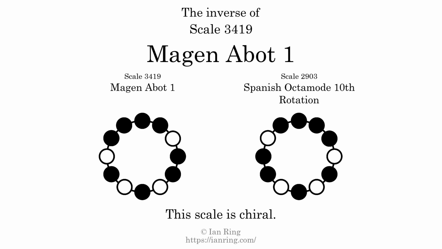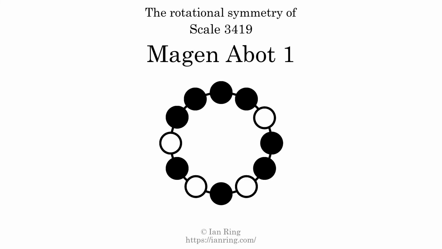The inverse of a scale is a mirror image. It is what you get when the sequence of intervals is reversed. The inverse of this scale is scale 2903, also known as Spanish octavo 10th rotation. This scale is chiral. It cannot transform into its inverse by rotational transformation. This scale has no rotational symmetry.